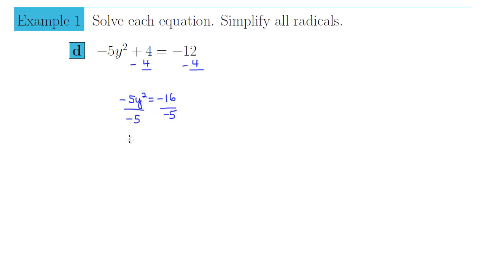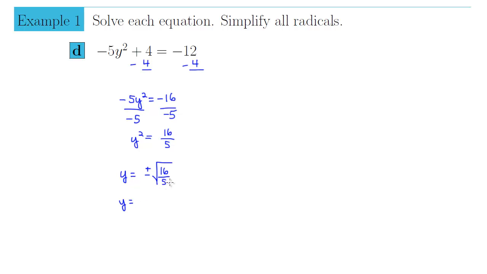and that gives us that y squared is equal to negative divided by negative is positive 16 over 5. So we now have a quantity squared equals some positive value. We can apply the square root property. That tells us that y is equal to either the positive or negative square root of 16 over 5. And again, I'm going to use the shorthand notation to denote those two answers. Y is plus or minus the square root of 16 over 5. Now we need to simplify this result.